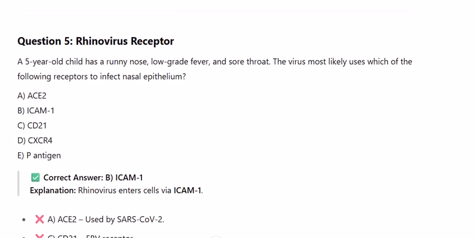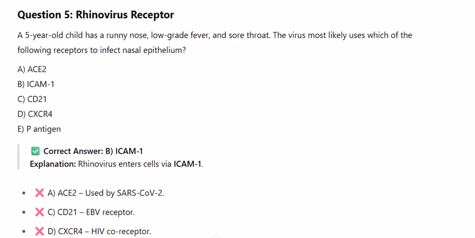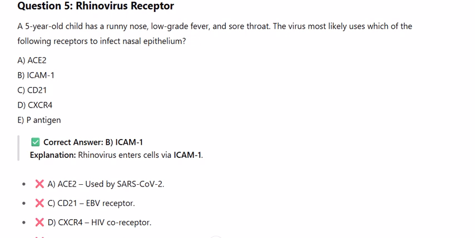Question 5. Rhinovirus receptor. A 5-year-old child has a runny nose, low-grade fever, and sore throat. The virus most likely uses which of the following receptors to infect nasal epithelium? A. ACE2, B. ICAM1, C. CD21, D. CXCR4, E. P antigen. Correct answer, B. Explanation: rhinovirus enters cells via ICAM1.